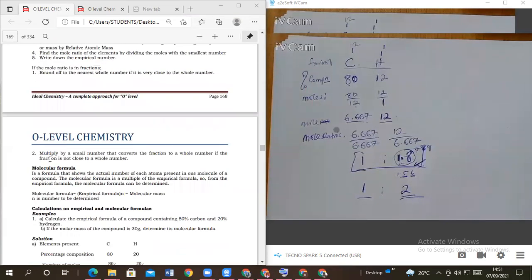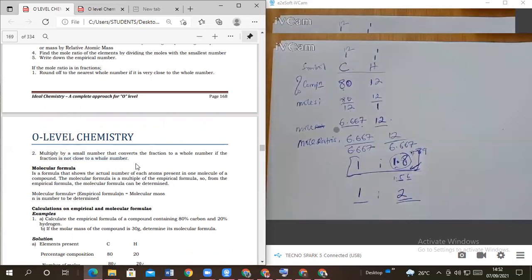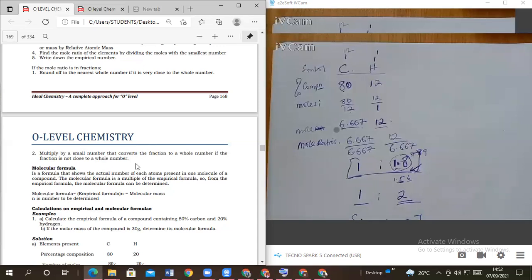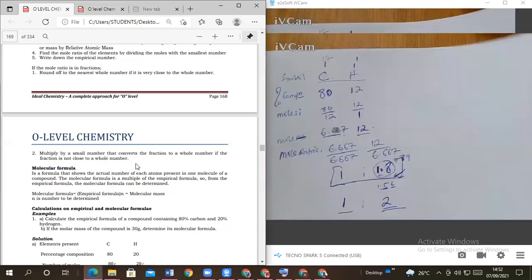Condition 2 says multiply, if the fraction is far below, by the small number that converts the fraction to a whole number, if the fraction is not close to the whole number. Let's take an example here. You go to 1.5 to 1 here. This one is very far. It is far from a whole number.